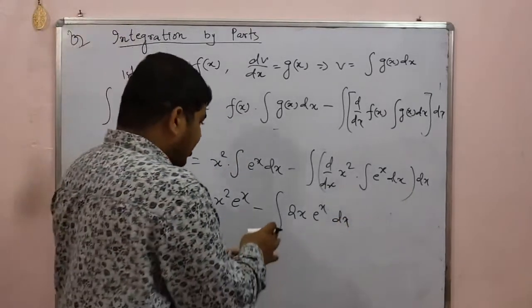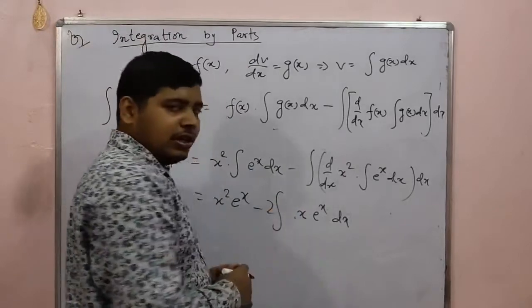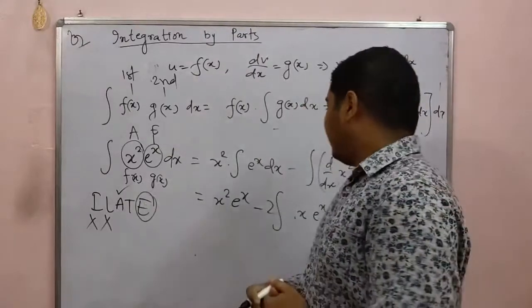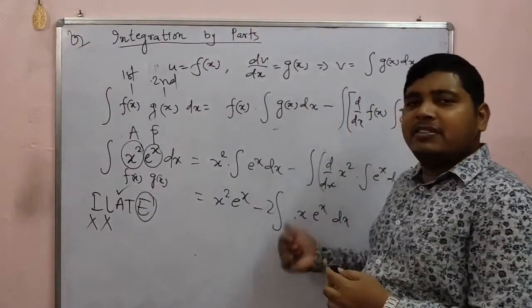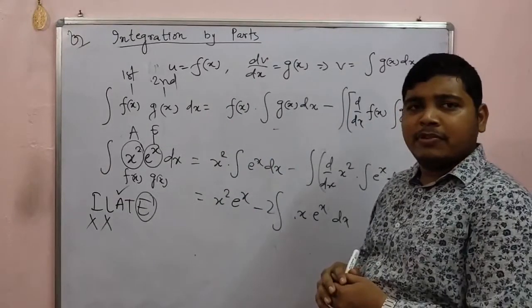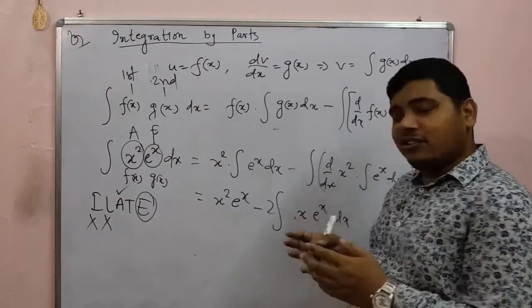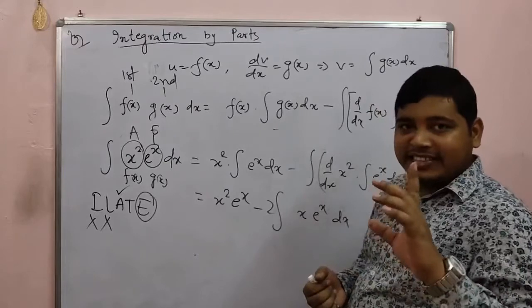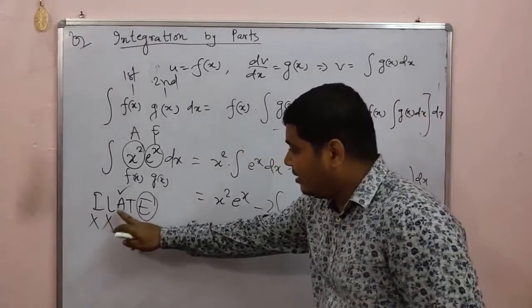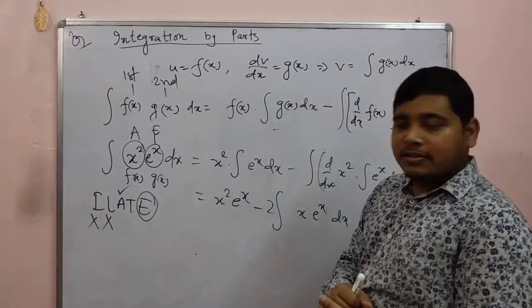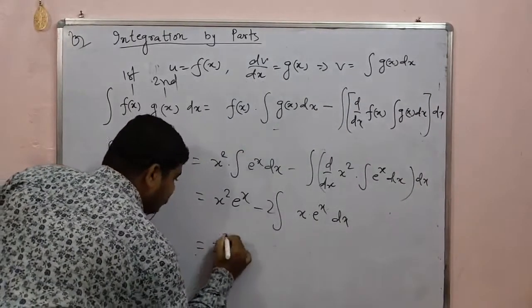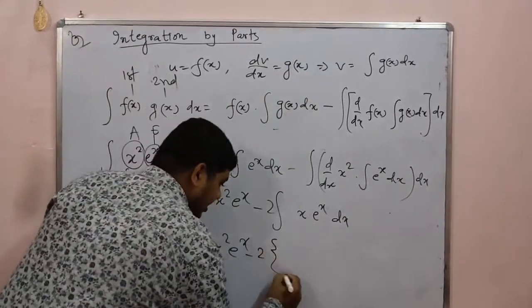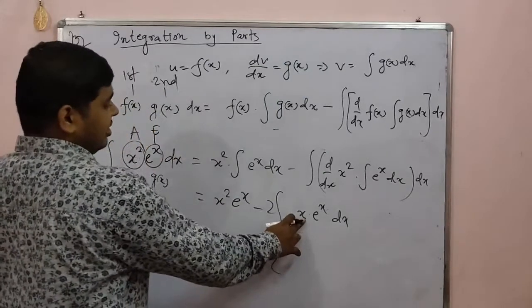So again, 2 is a constant, we take it outside of the integration. Then again we will apply integration by parts, because here we have x and e to the power x, another two functions. So here also x is the first function and e to the power x is the second function, since in ILATE the algebraic function comes first. Okay. So now x square e to the power x minus 2 integration of x e to the power x. This is integration of e to the power x into x.